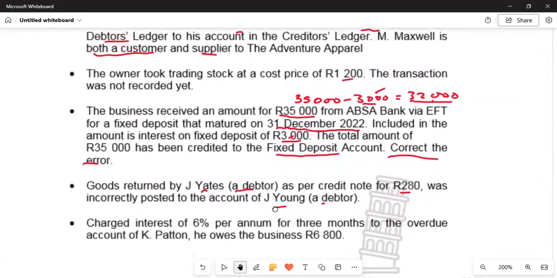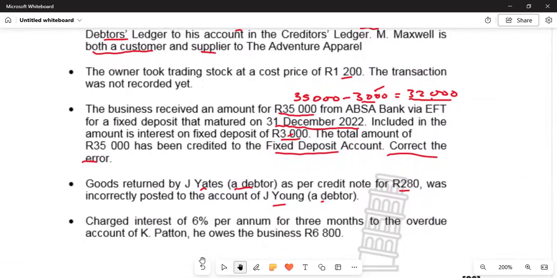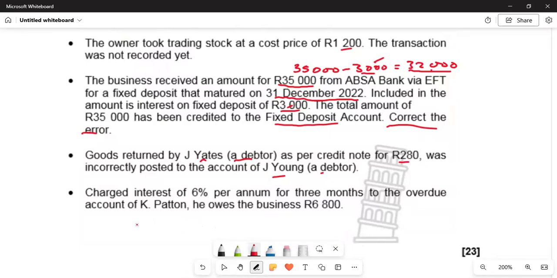We're going to the last transaction, which reads as follows: charge interest of 6% per annum for 3 months to the overdue account of K Pattern. He owes the business 6,800. So with this one, we are going to calculate what? The interest.